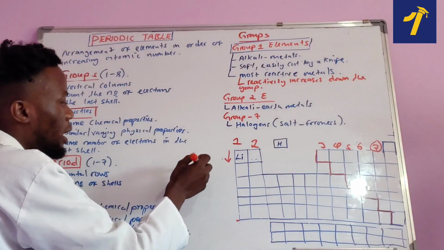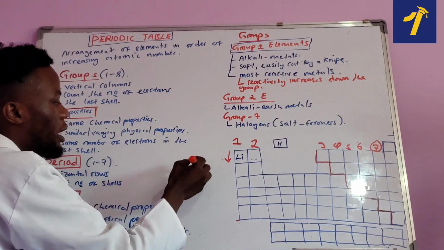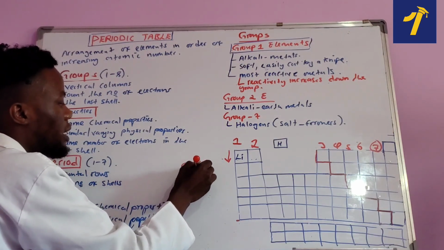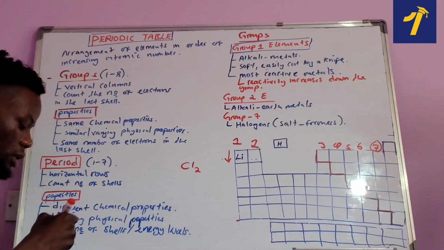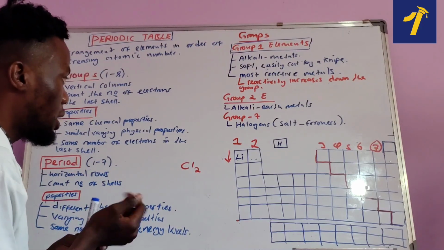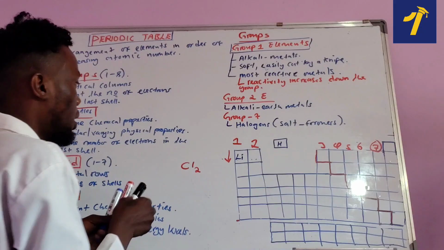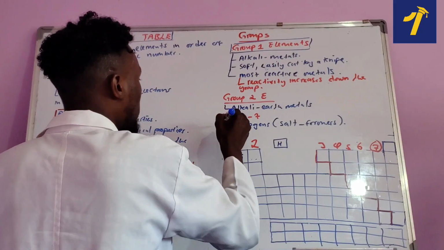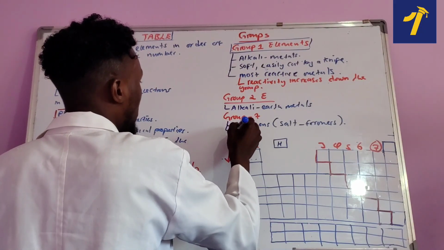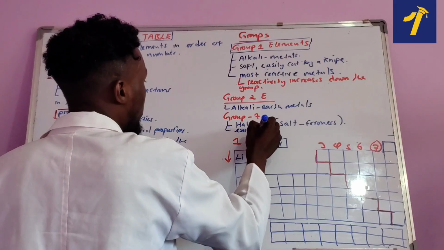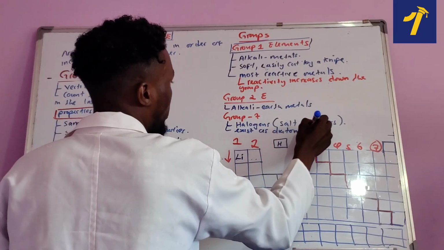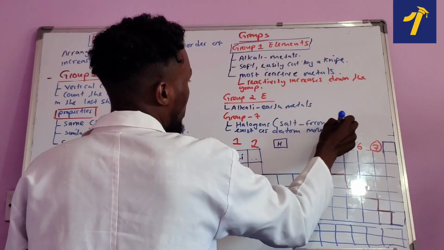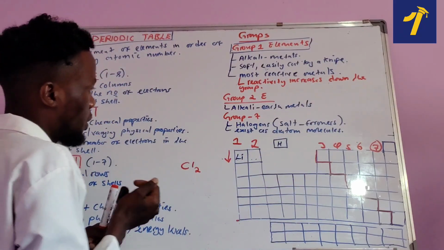Why? Because this is a gas. A gas always exists as what? A diatomic molecule, whereby you put a 2 on chlorine here. So we can add that important property: exists as diatomic molecules.